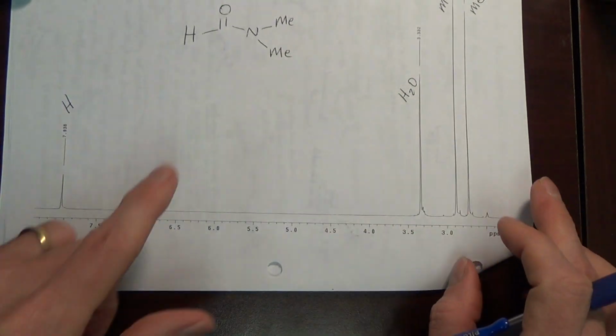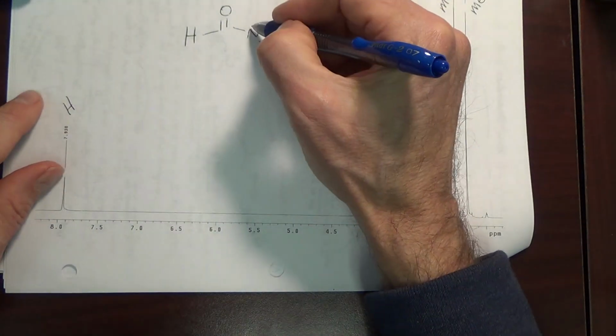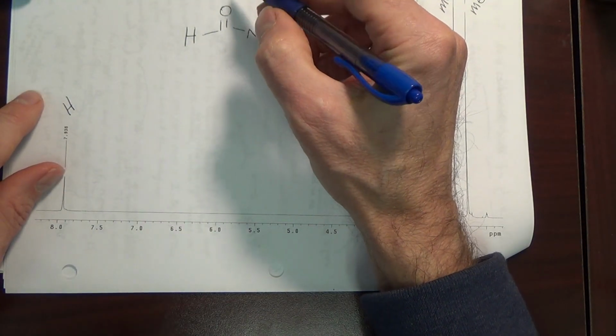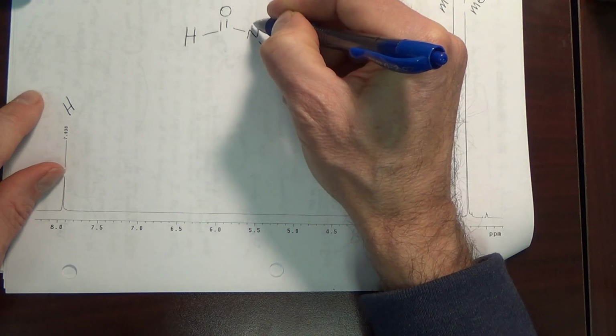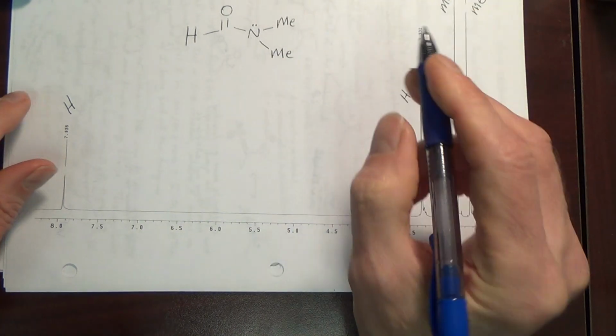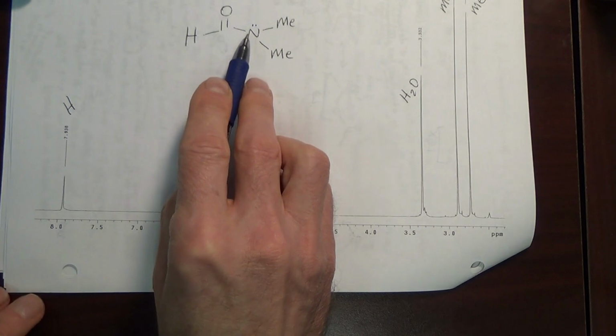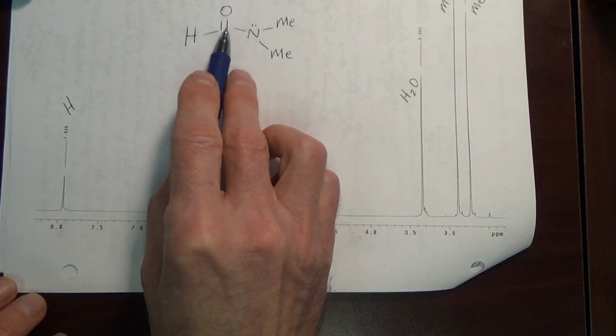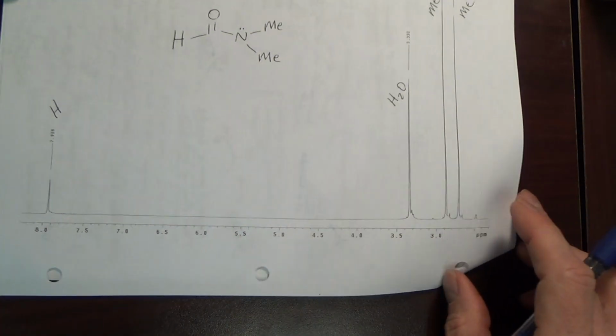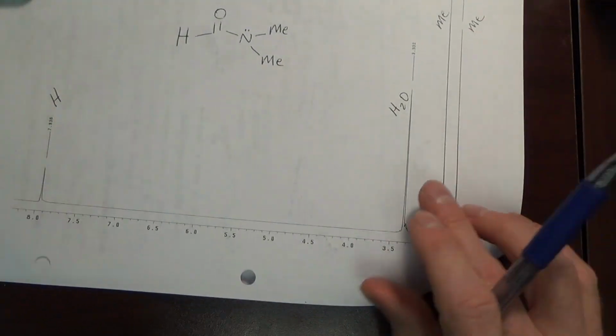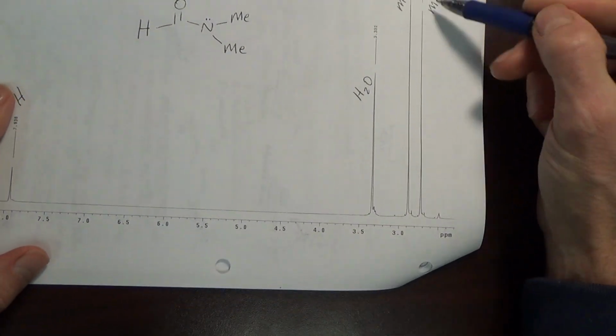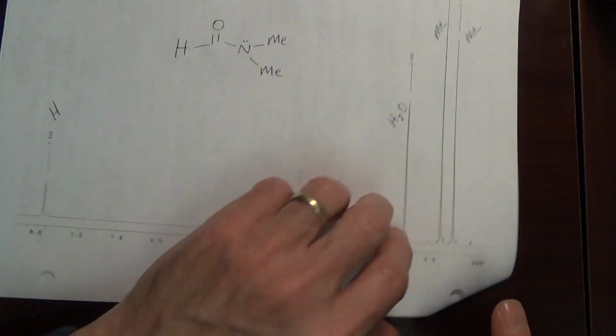But the methyls are not equivalent. That's because of the resonance contribution of this lone pair. And if you look at the resonance hybrid, again, there is double bond character between the nitrogen and carbon. This is actually good evidence for resonance. All right.